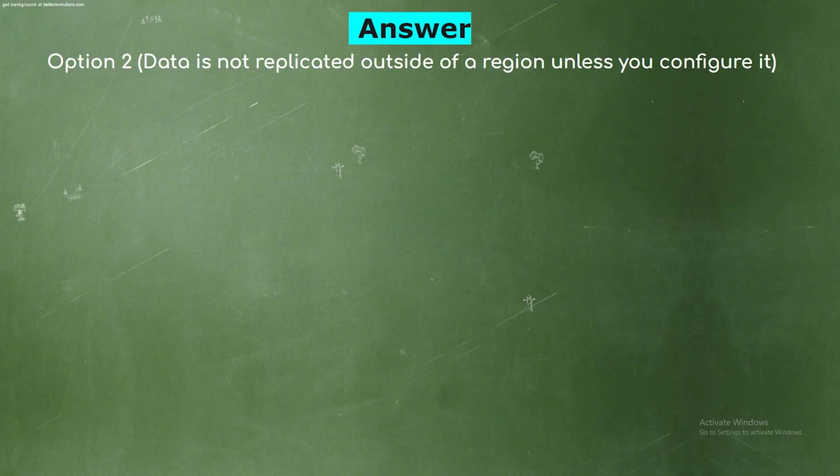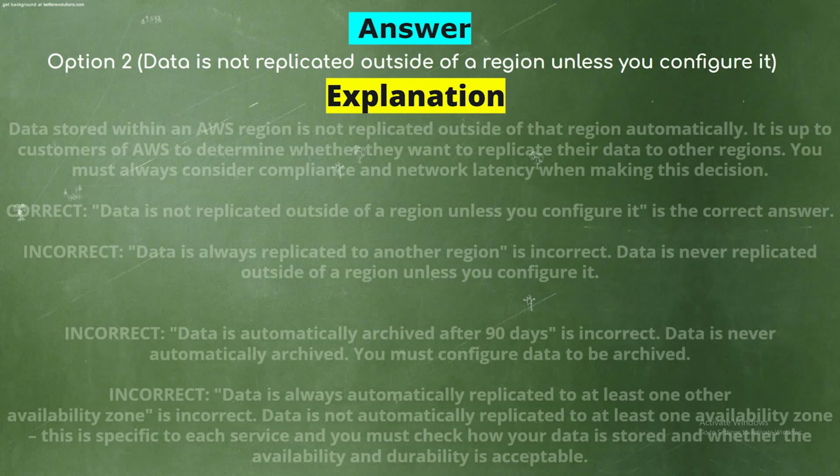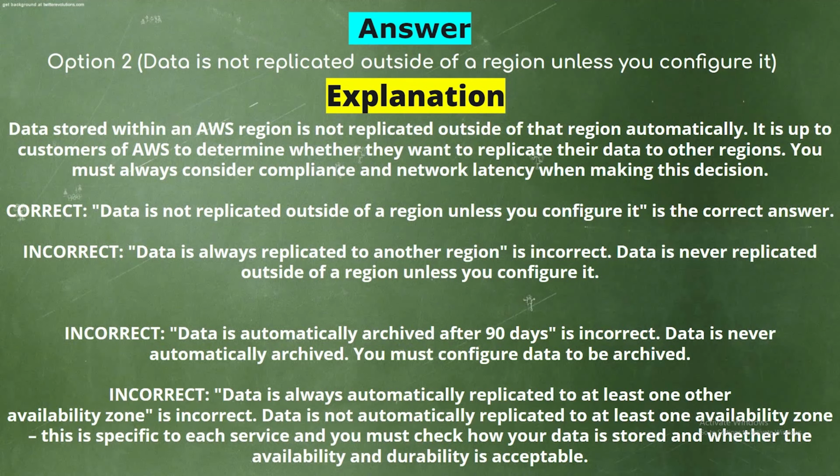Data is not replicated outside of a region unless you configure it. Explanation: data stored within an AWS region is not replicated outside of that region automatically. It is up to customers of AWS to determine whether they want to replicate their data to other regions. You must always consider compliance and network latency when making this decision. Correct. Data is not replicated outside of a region unless you configure it is the correct answer.